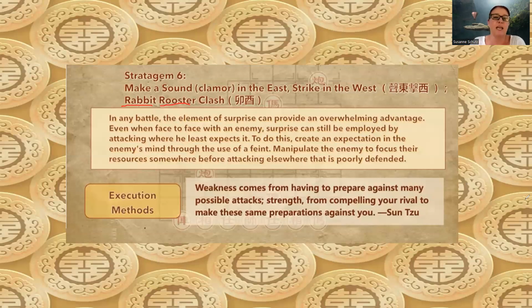Yeah, that's essentially what this strategy number 6 boils down to when we're looking at it from a more technical point of view. It's called the rabbit rooster clash, a betrayal clash. Yeah, you pretend one thing and then do another thing.